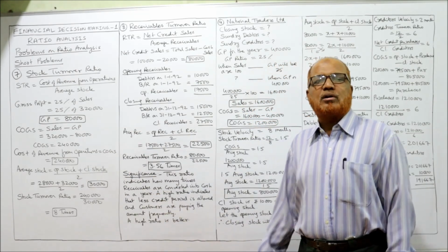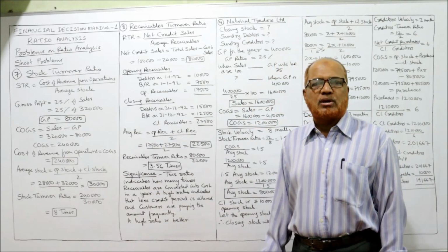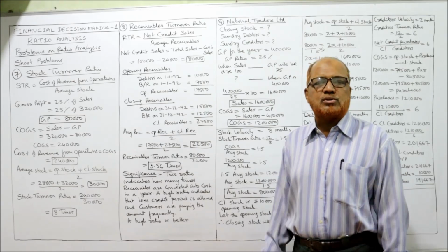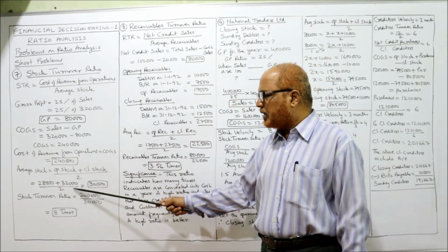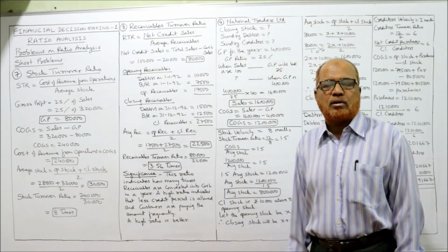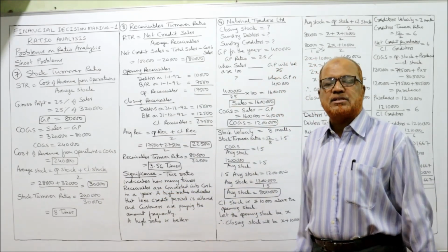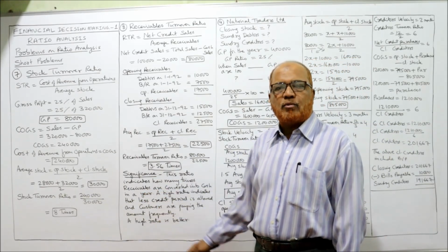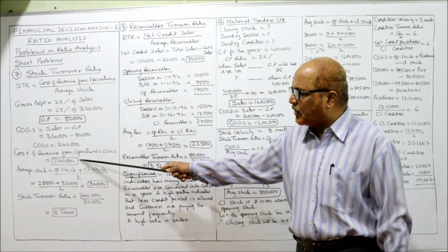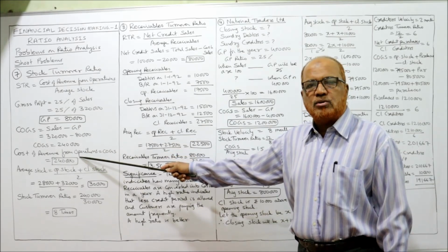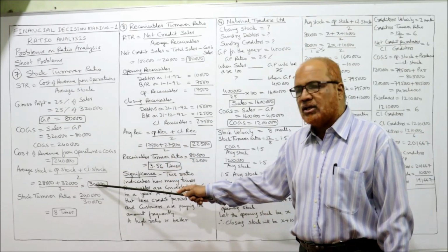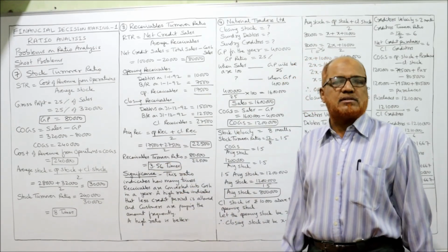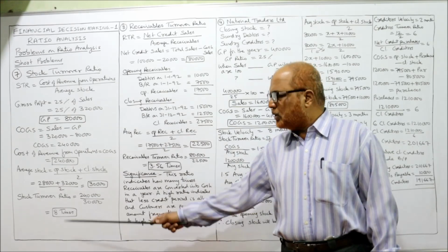Average stock formula: opening stock plus closing stock divided by 2. Opening stock 28,000, closing stock 32,000. So 28 plus 32 divided by 2, 30,000 is the average stock. Now simply substitute in the formula. Stock turnover ratio is equal to cost of revenue from operations, 2,40,000, divided by average stock 30,000. So 240 divided by 30, you will get 8 times. So stock turnover ratio is 8 times.